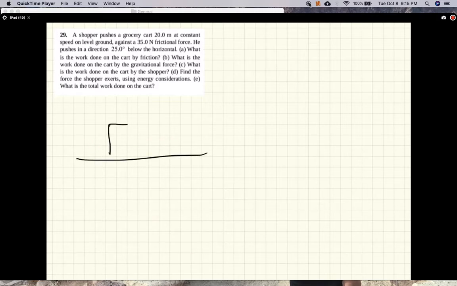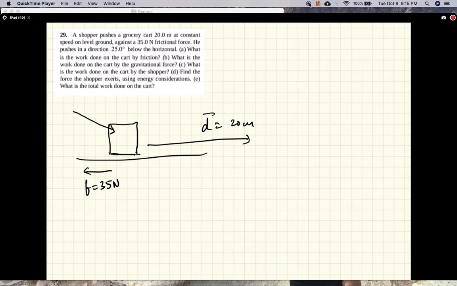Here's the cart. We'll draw it without wheels. And the friction force is 35 newtons in this direction. It's 35 newtons. And the displacement of the cart is 20 meters in that direction, and our shopper is pushing down with a force F 25 degrees below the horizontal.